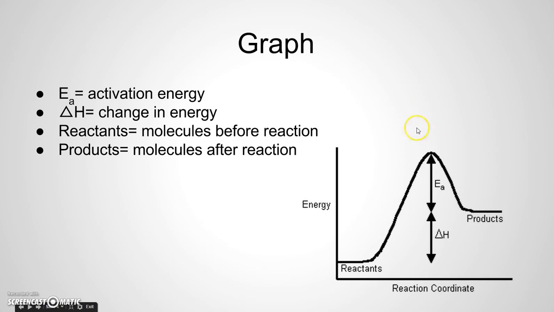In this graph, E of A is equal to the activation energy. Delta H is the change in energy during the reaction. The reactants are the molecules before a chemical reaction, while the products are molecules after the reaction.